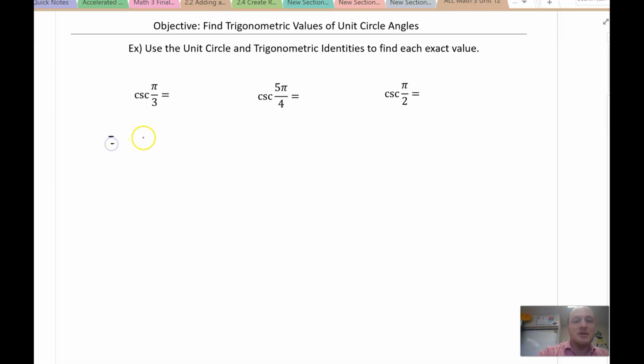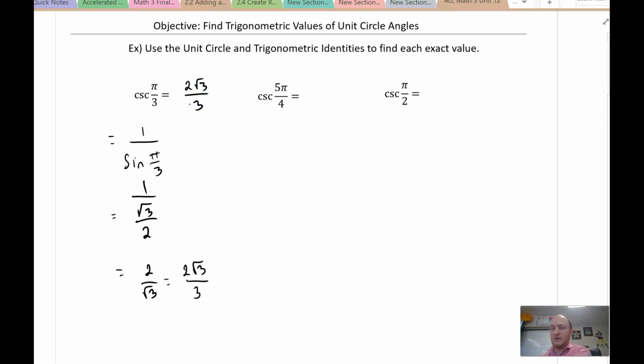So this is going to be equal to 1 over sine of pi thirds. I have to ask myself, sine, that's my y value. What's the y value at pi thirds? That is root 3 over 2. Sorry, I forget this is over 1. So I have 2 over root 3, which after rationalizing gives us 2 root 3 over 3. So 2 root 3 over 3.